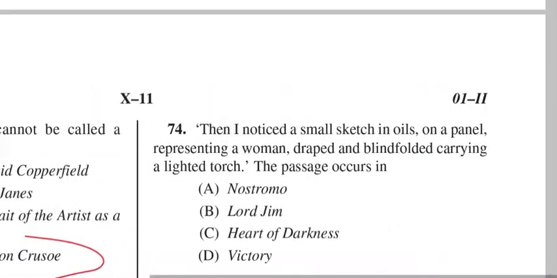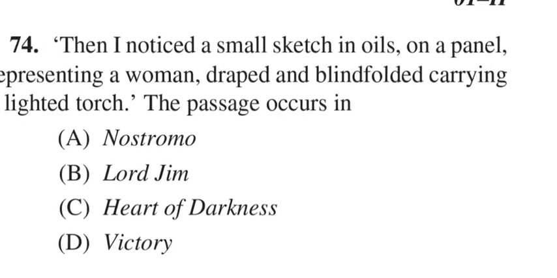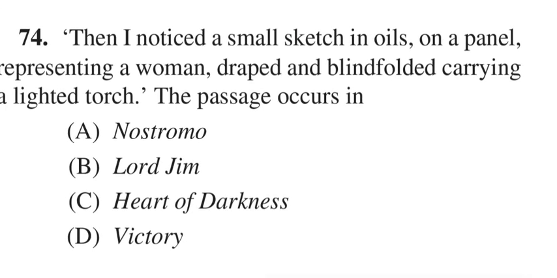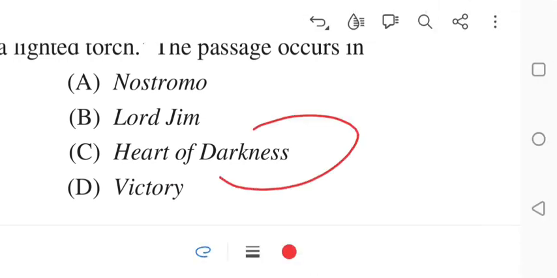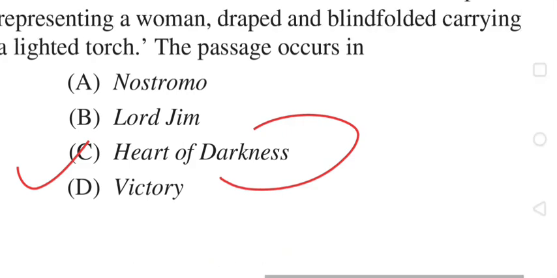Next question, 74. It says, then I noticed a small sketch in oils on a panel representing a woman draped and blindfolded carrying a lighted torch. The passage occurs in which of the following novels? Nostromo. If you don't know, note it down and go through it. Lord Jim, Heart of Darkness, Victory. From where this passage is taken or occurs. Correct answer is C, that means Heart of Darkness. So many questions are asked related to Heart of Darkness. You have to know about them too.